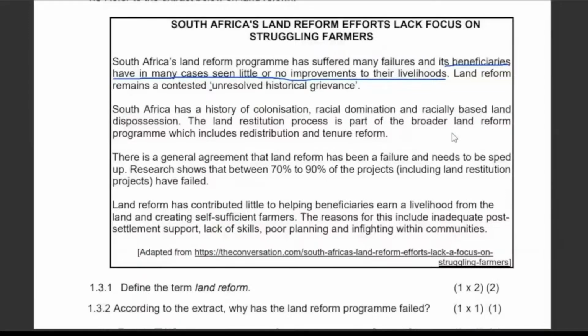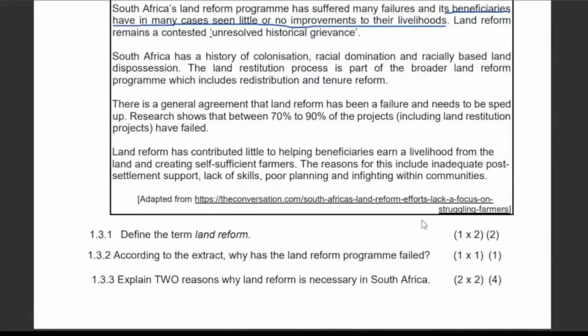It says land reform remains a contested or unresolved historical grievance. South Africa has a history of colonization, racial domination, and racially based land dispossession. The land restitution process is part of a broader land reform program, which includes redistribution and tenure reform. There is a general agreement that land reform has been a failure and needs to be sped up. Research shows that between 70 to 90% of the projects, including land restitution, have failed.